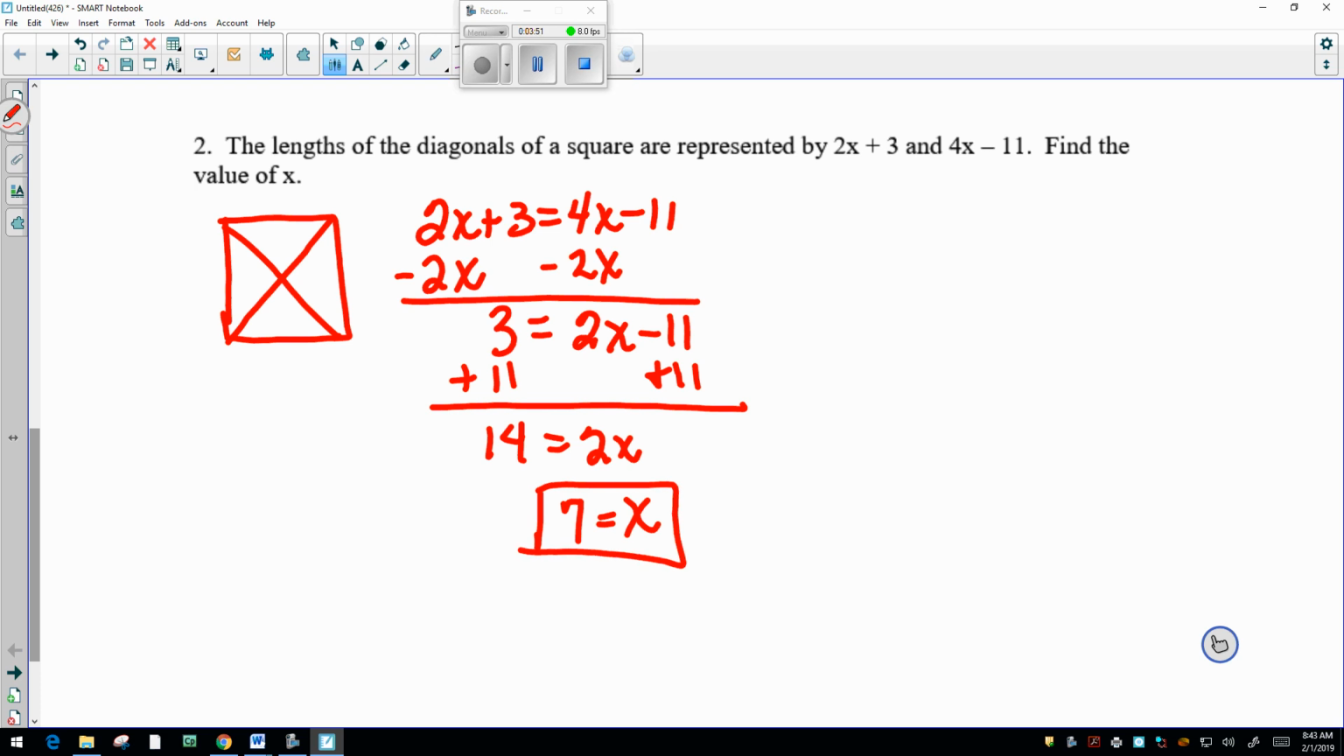So diagonals of a square are equal. I can plug that in and I can check it if I wanted to. So I could say 2 times 7 plus 3 should equal 4 times 7 minus 11. That's our check, right? So 2 times 7 is 14. 14 plus 3, I'm going to get 17 on this side. 4 times 7, I have 28. 28 minus 11, I get 17 on this side, so it checks out.